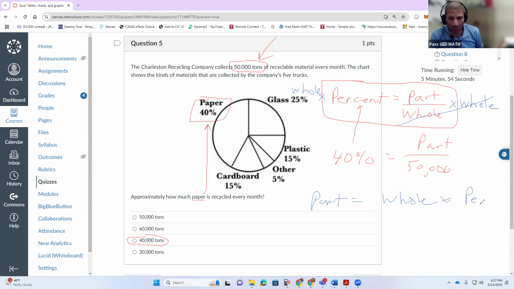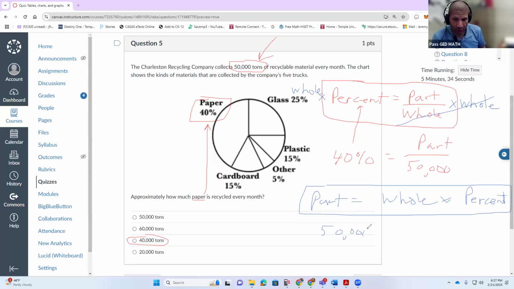This is the second equation you must know. But what I was trying to give you is the first equation and how to solve for a variable, so you don't have to remember every one of these equations. You can solve for it. So part equals whole times percent. We got 50,000, which is the whole, times the percent, which is 40%.